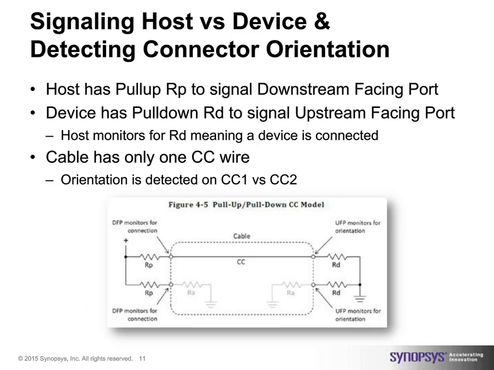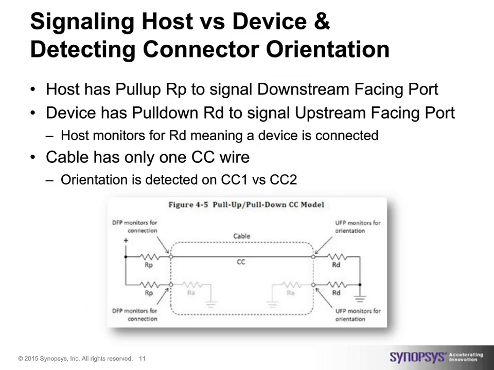So on the host side, there is a pull-up resistor to signal what's called in the specification a downstream facing port, and the device has a pull down to signal an upstream facing port. The way it works is that the host will monitor if a device is connected, it's being pulled up itself, and then connect the pull down, and the pull down is stronger, and that's how the host knows that the device is connected.